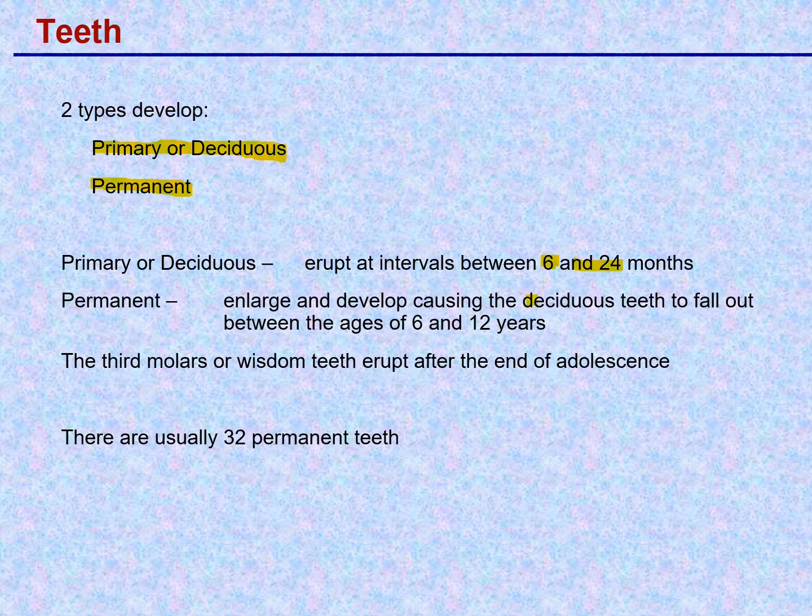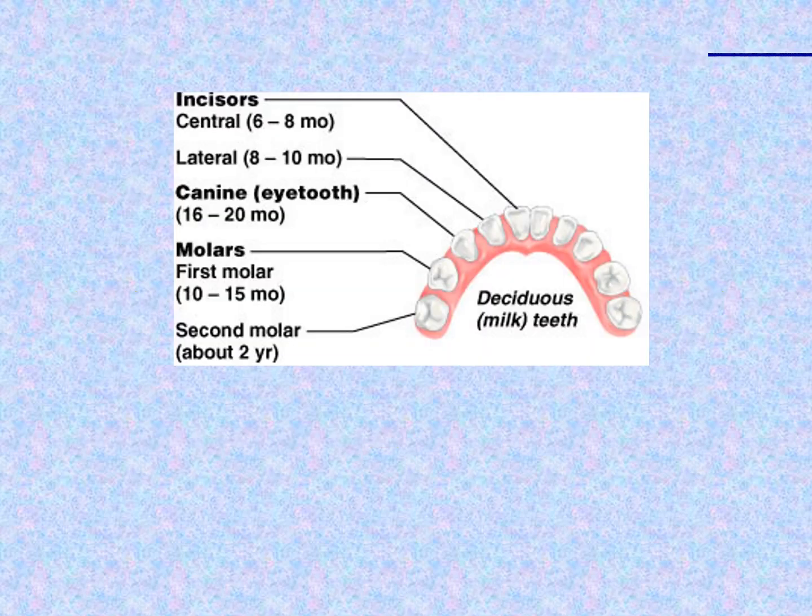So then the deciduous teeth fall out and the permanent teeth come in, and that can happen over several years, between the ages of 6 and 12 years, that the deciduous teeth are lost and permanent teeth move in. There is a third set of molars further back, further posterior in the oral cavity. These are wisdom teeth. They'll erupt towards the end of adolescence. So in later teen years, the wisdom teeth erupt. Usually, people will have 32 permanent teeth overall, total.